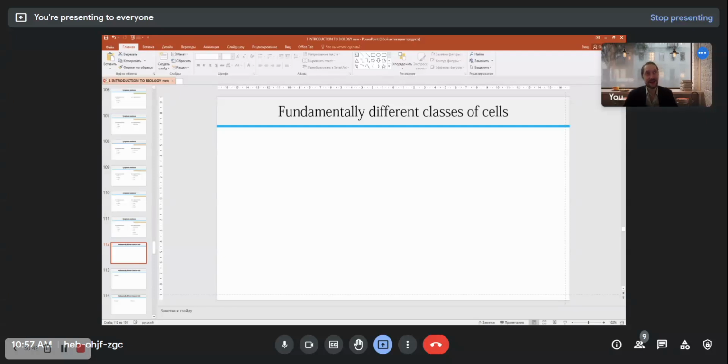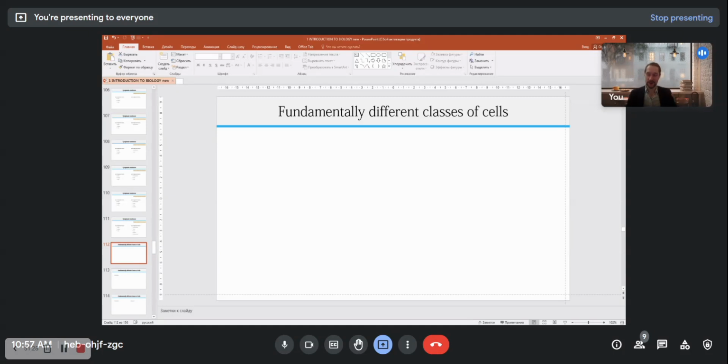But there is an approach that can categorize all cells into two big categories. These categories are eukaryotic cells and prokaryotic cells. So all cells in the human body, despite their very big number of differences, belong to one class of cells that we call eukaryotic cells. And there is another class of cells that also includes a lot of different cells, but in general, it is another big class called prokaryotic cells.